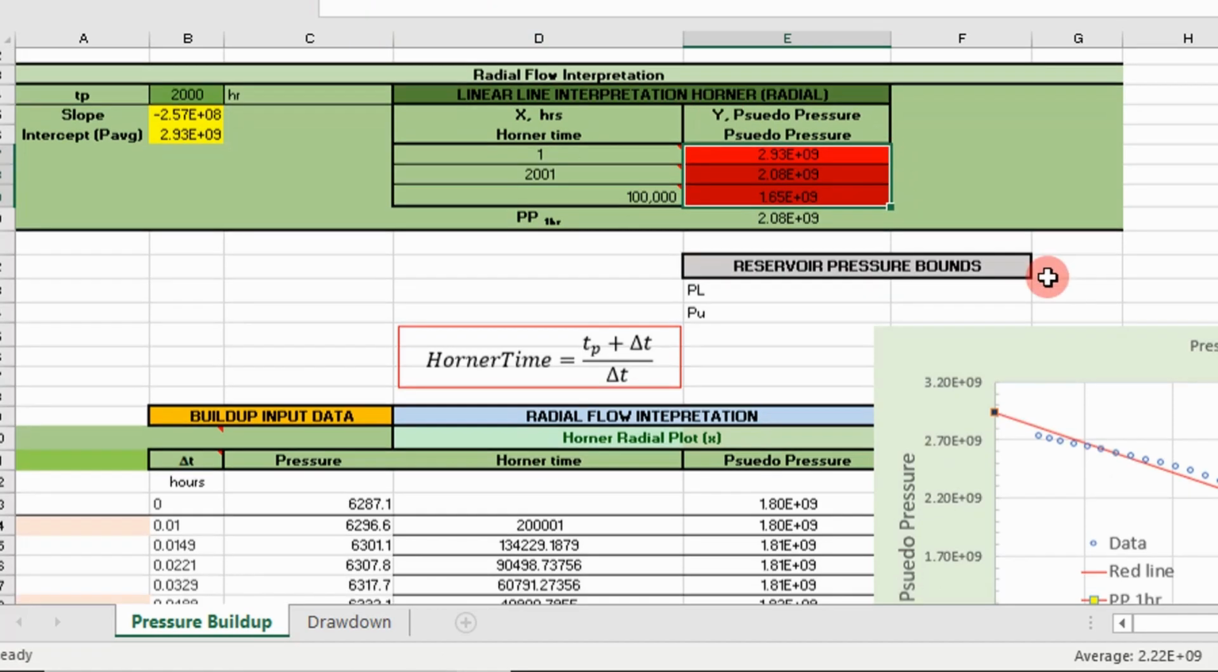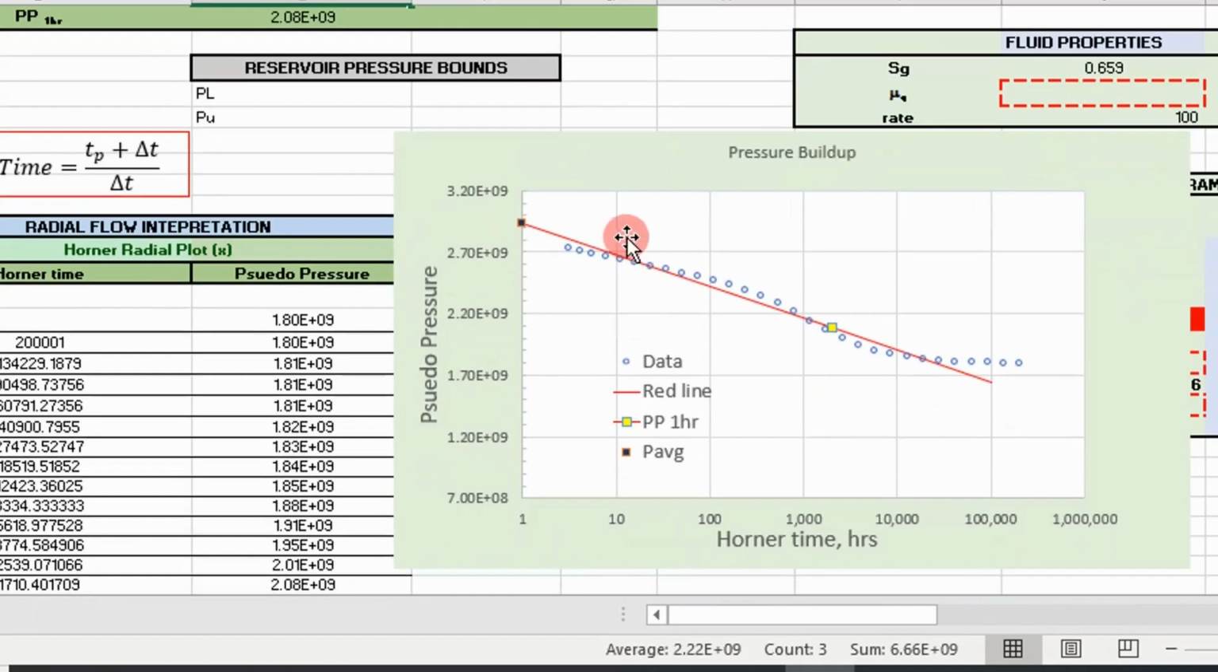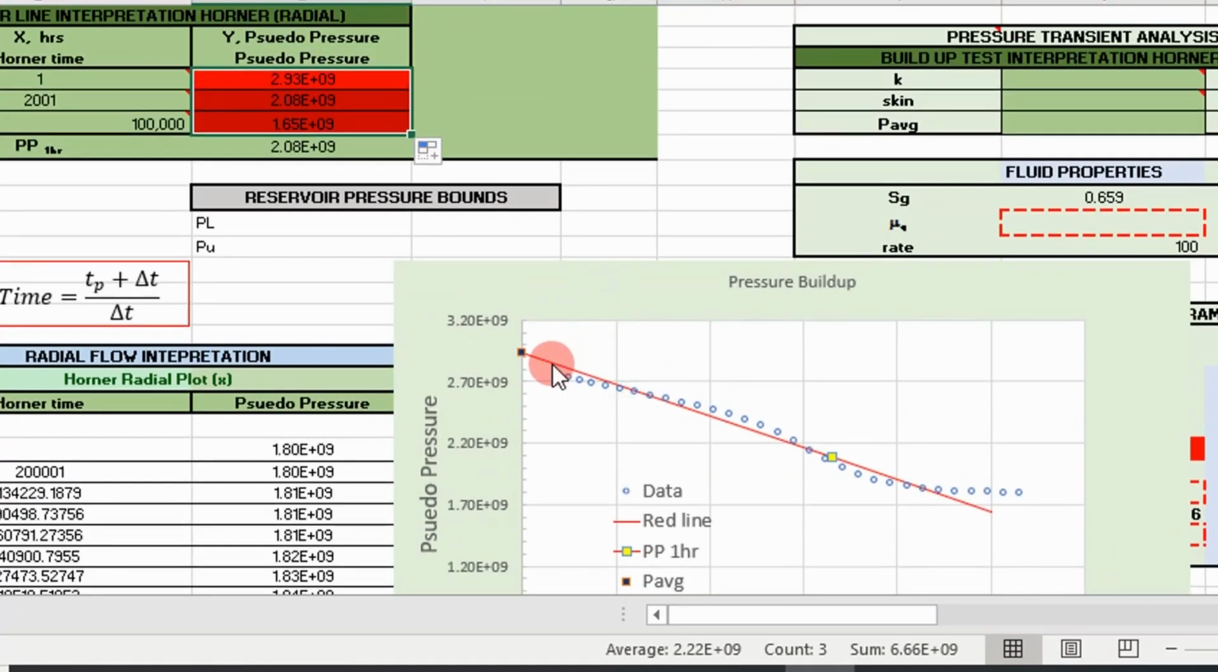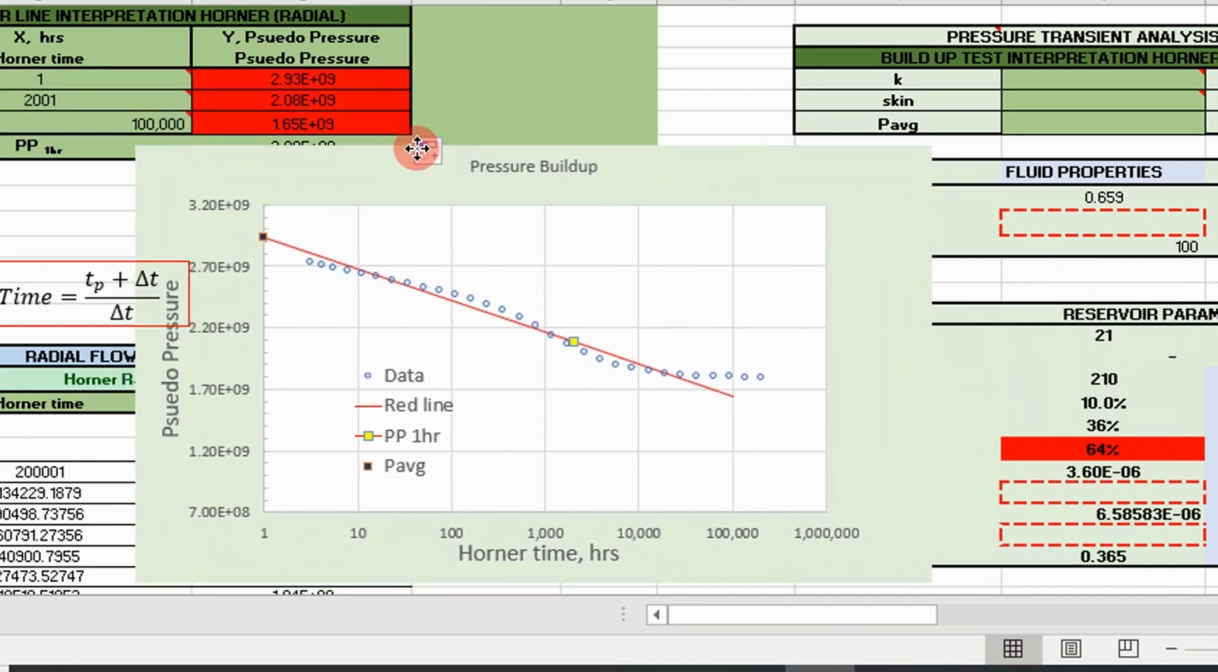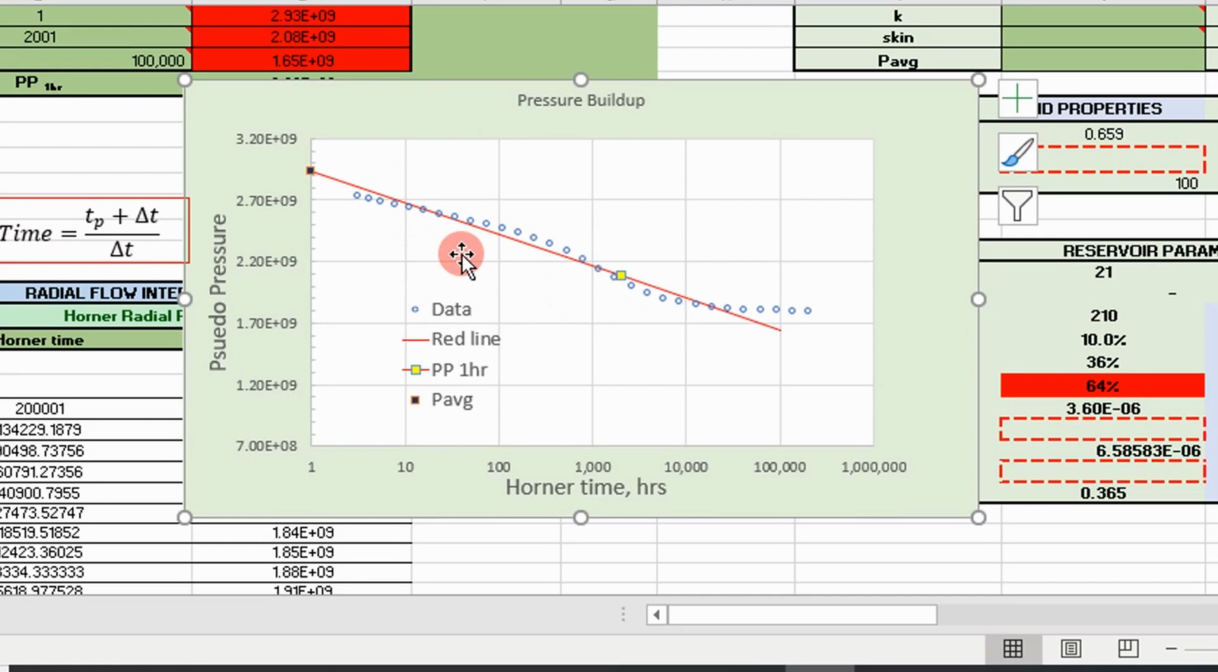Carry that down. Okay, so this is our straight line. You can see our straight line is now on our plot. The plot was pre-formatted to take those data points. And so we have our plot now. Now what we want to do is try to fit to the straight line portion. So it looks like we're taking into account some wellbore storage.